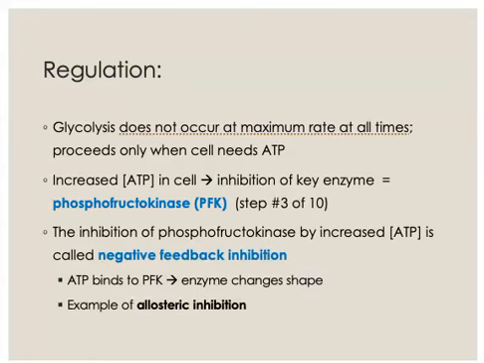This enzyme is called phosphofructokinase, and we shorthand that as PFK. It's a kinase enzyme. And remember, kinase enzymes phosphorylate things. The inhibition of phosphofructokinase that occurs when there's plenty of ATP around is referred to as a negative feedback type of inhibition.